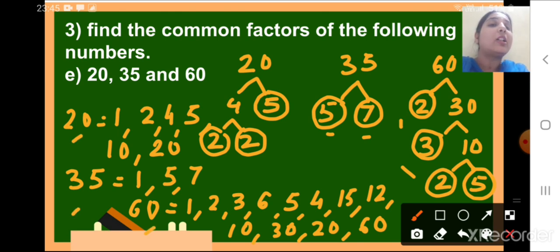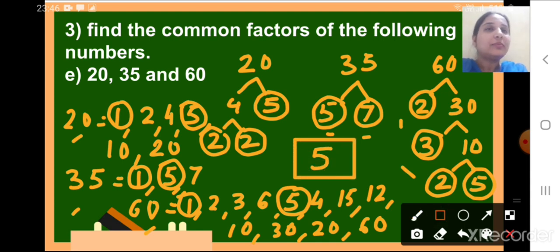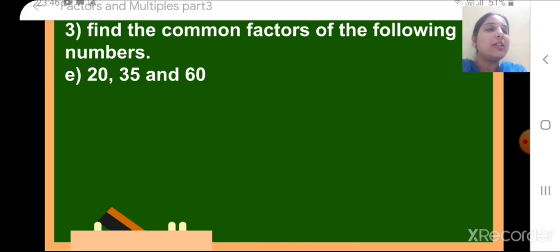Now we have to find the common factor. So what are the common factors here? 1 is already a common factor of every number. Then we have 5 here, 5 in 35 as well and in 60 as well. So what is the common factor of 20, 35 and 60? Yes, it is 1 and 5, or simply you can say that the common factor is 5 here. So in this way you can find the common factors of the given numbers.